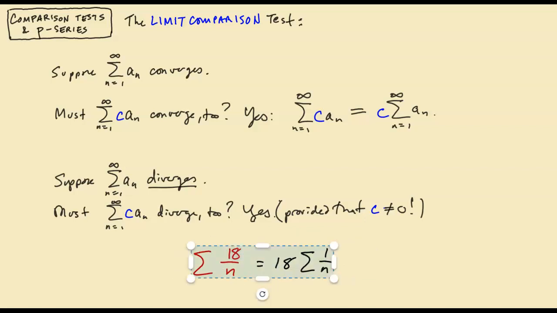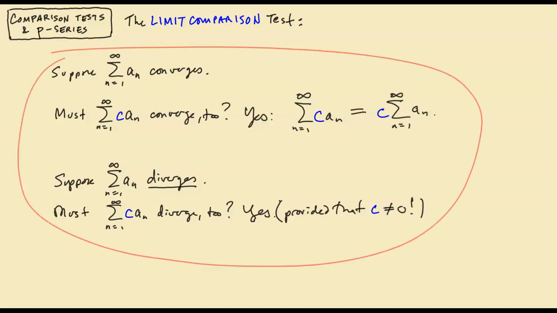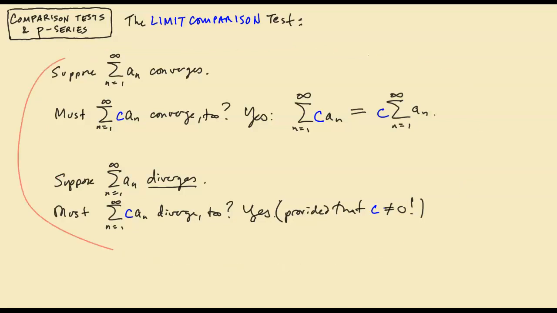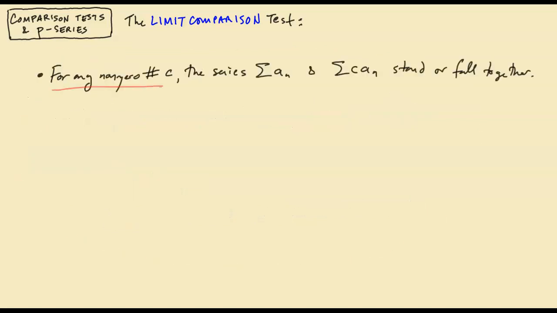So again, get rid of that, and we have that so long as we're not dealing with the silly case where c is 0, multiplying every term of a divergent series by the same constant doesn't change the convergent status. The result still diverges. And I want to sum all of this up in one little neat package. For any non-zero number c, these two series that we've been looking at stand or fall together, by which I mean either they both converge or they both diverge.